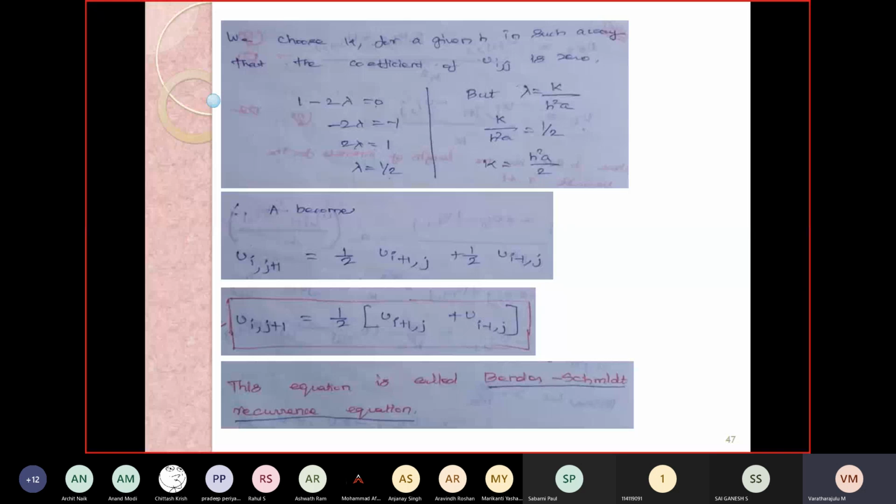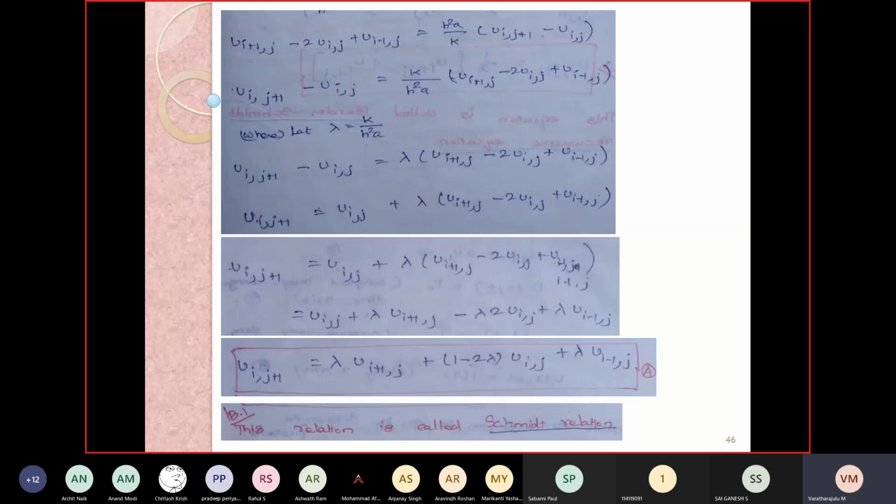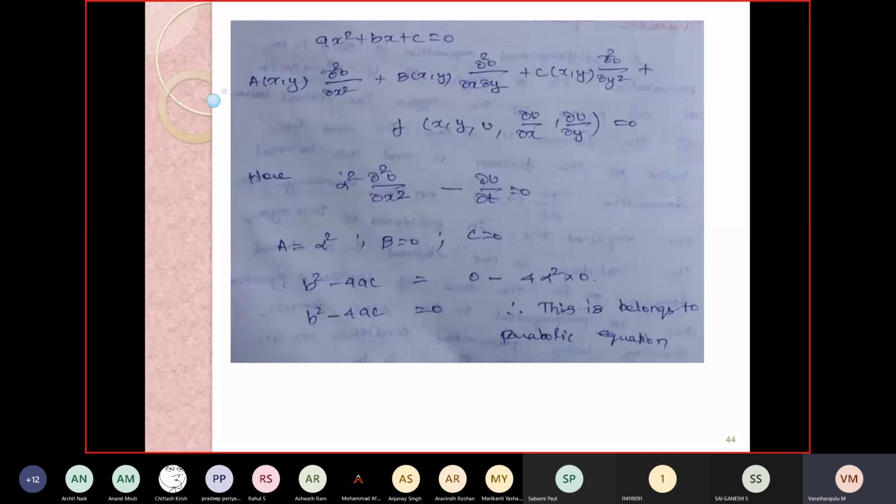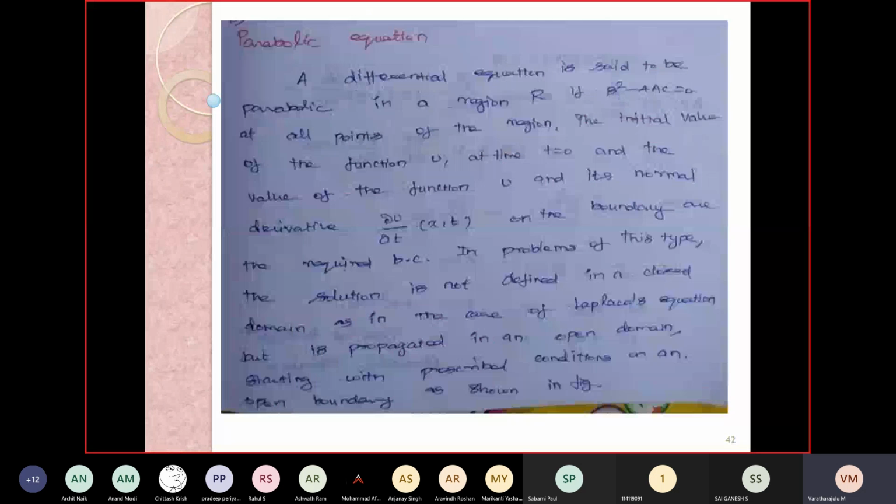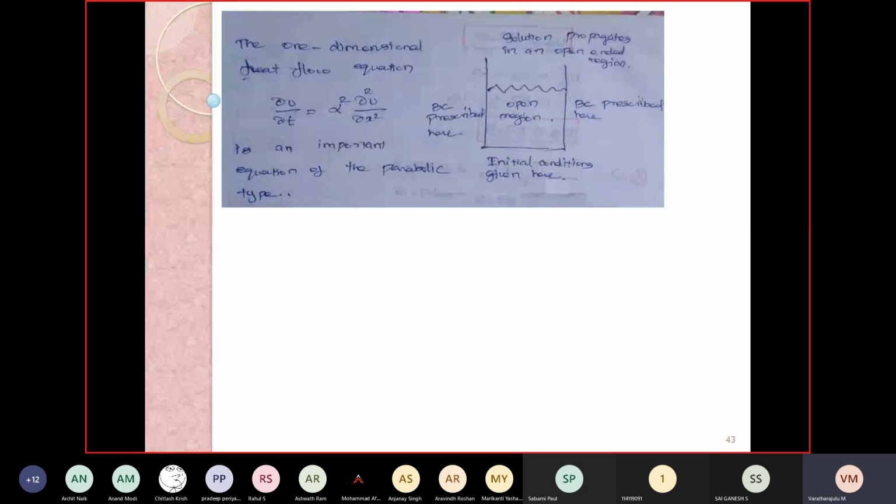Once again I am repeating the relation, how we can get the relation. Please have a look over the slides. For the Poisson equation, we consider u(x, t), and one region is the open region, which is the top. In the vertical direction we are going to find the top, that is u(i, j+1). We need to be concerned about u(i, j+1).